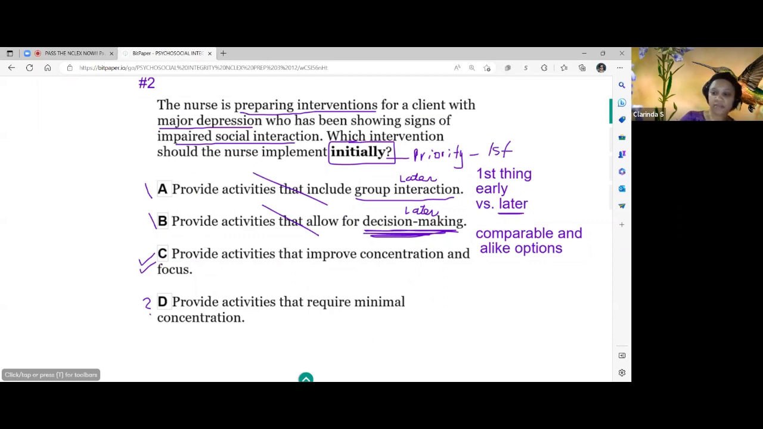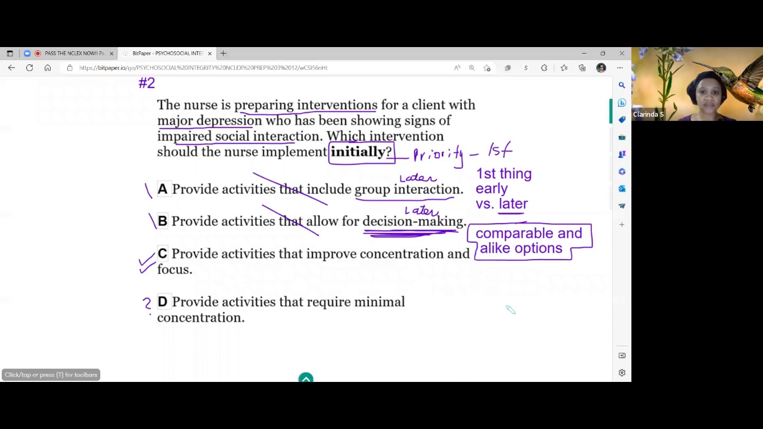All right. So now, once you're down to the infamous two, again, you want to go back to your facts. My patient's major depression, showing signs of impaired social interaction. Which intervention should the nurse implement initially? First thing, what's early? And use comparable and alike options. This is your number one testing strategy to help you eliminate options.